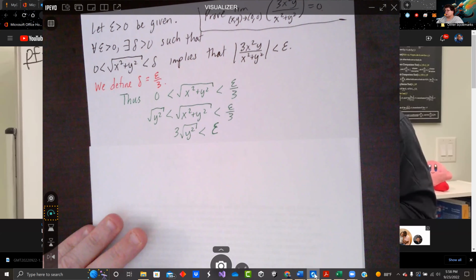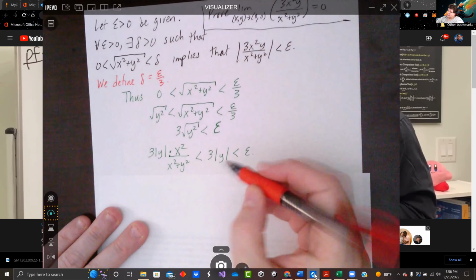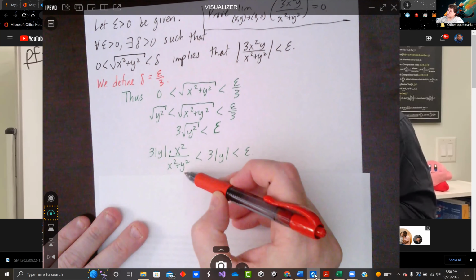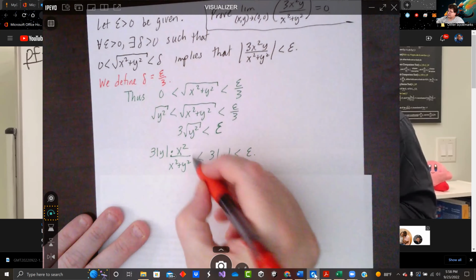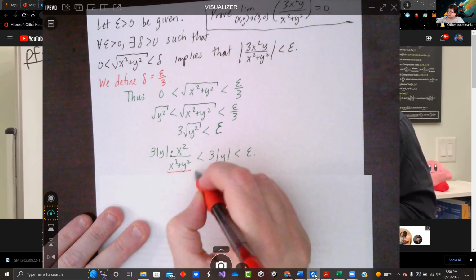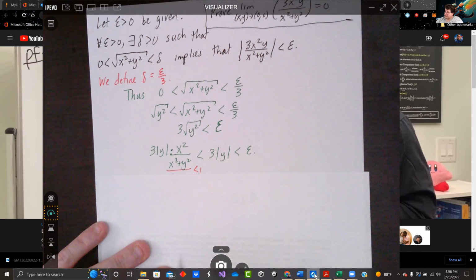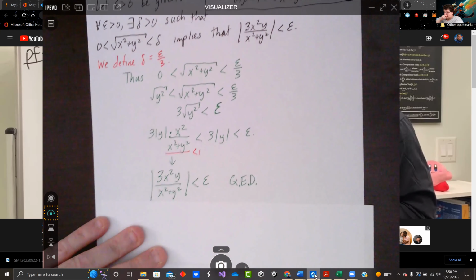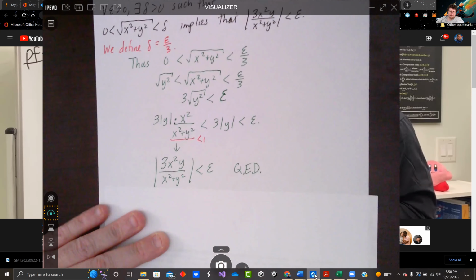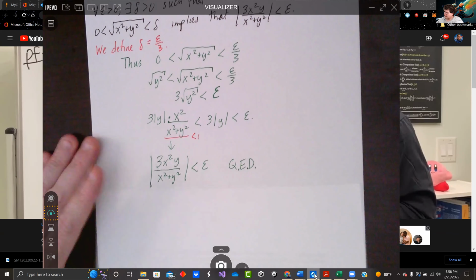But we know 3 square root of y squared is actually greater than x squared over x squared plus y squared multiplied by 3 absolute value of y, because this number is less than 1, so we're reducing it. And then we move these inside the absolute value. We move the 3 inside the absolute value, and we have the absolute value of 3x squared y over x squared plus y squared is less than epsilon. And then we proved it.